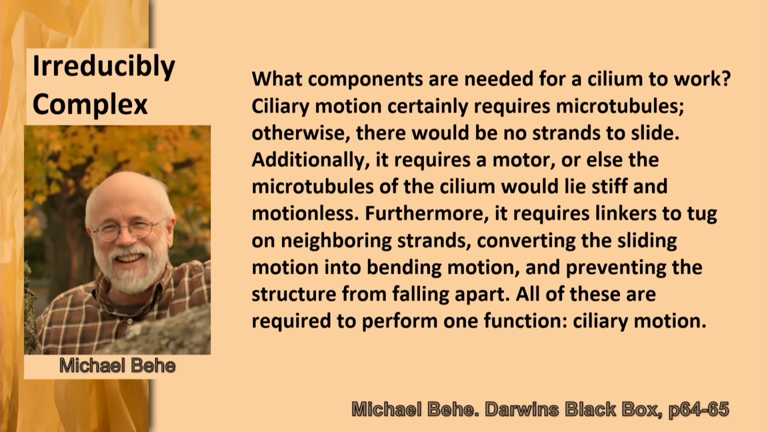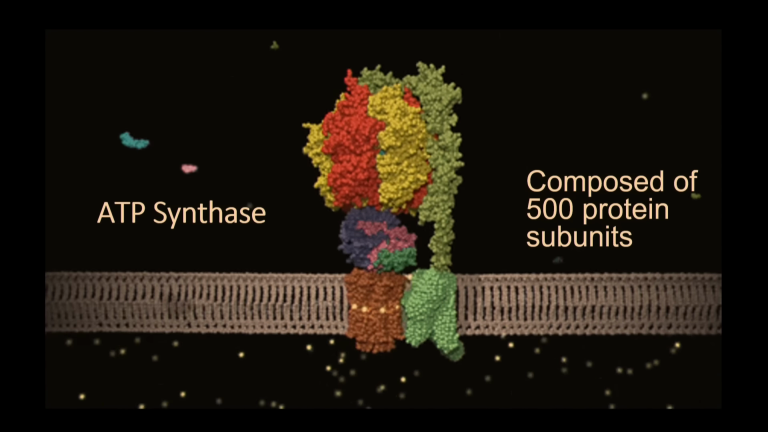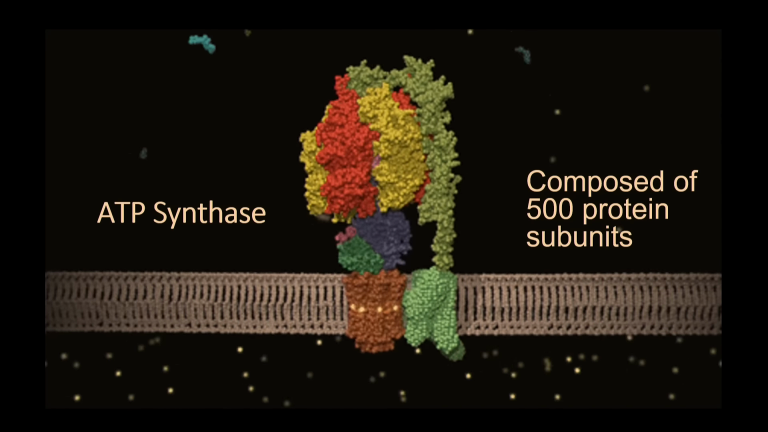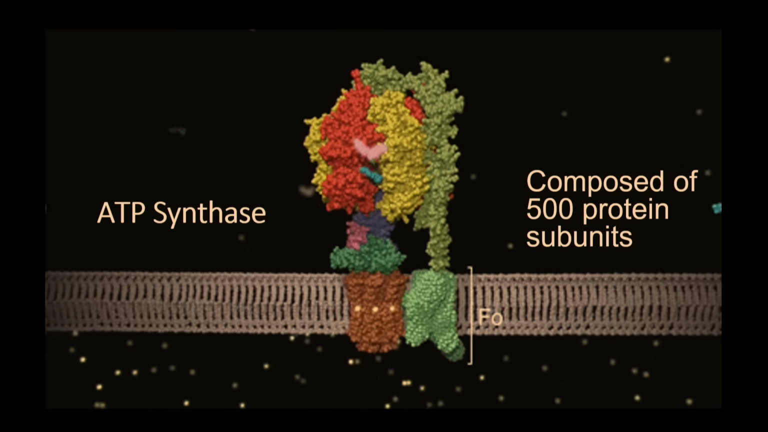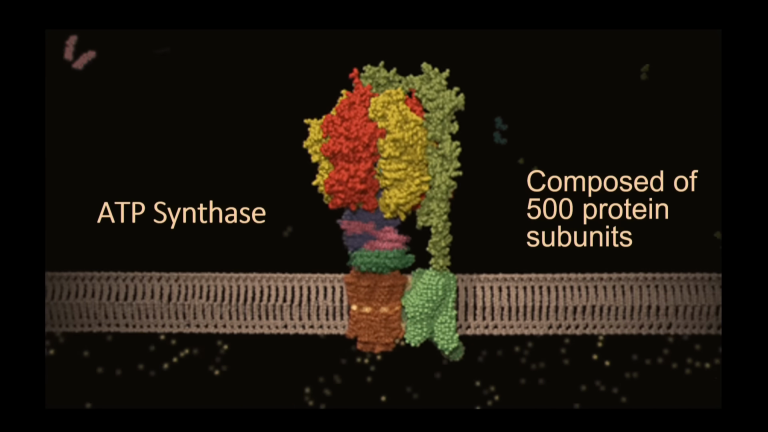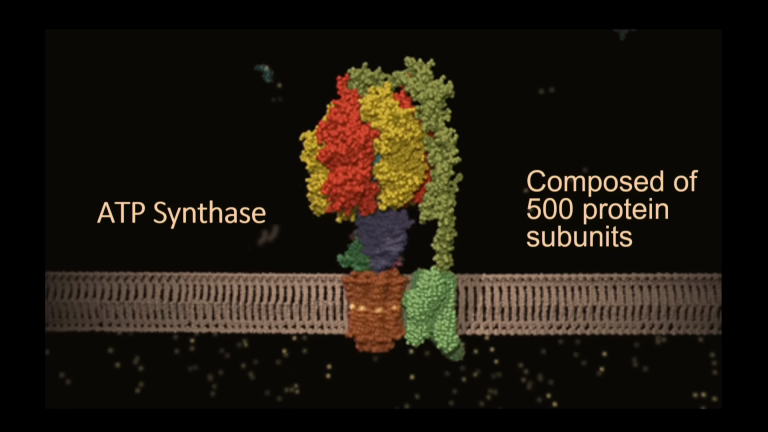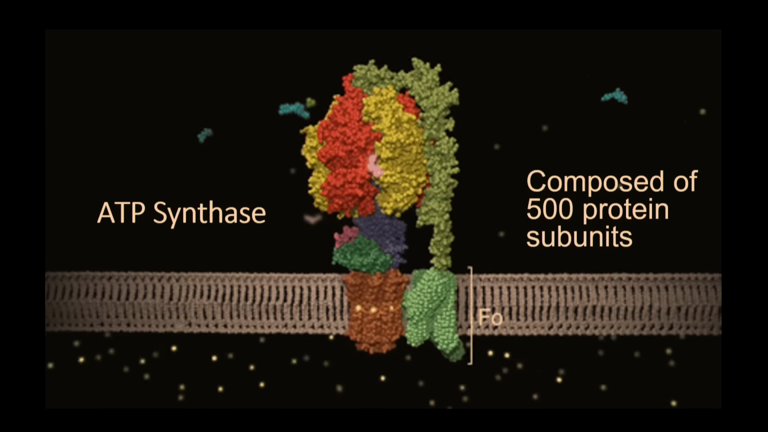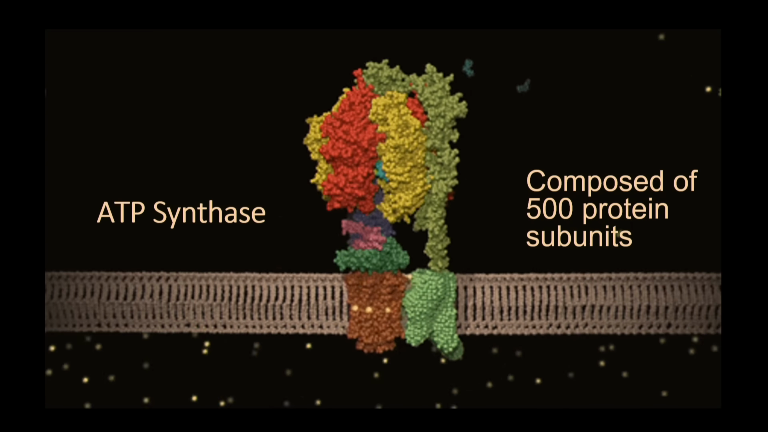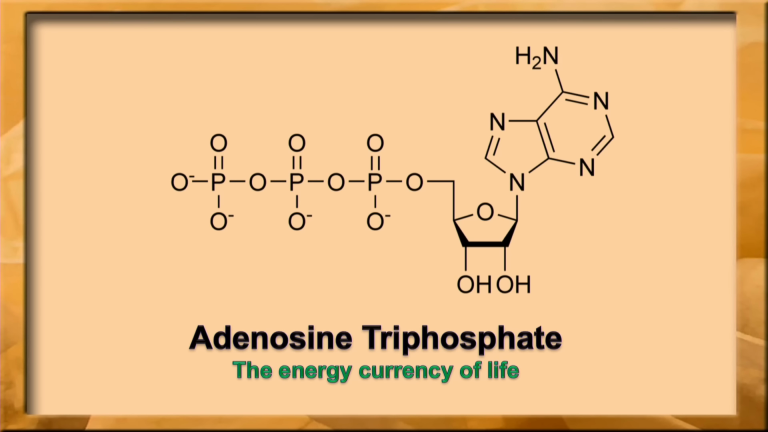Another important molecular machine is shown here. This is the ATP synthase. Now, this is a turbine engine, and there's no other way to describe it. But this engine is made up of 500 separate protein subunits. Each of those little balls you see there is a separate protein. 500 individual proteins are necessary to form this massive molecular machine. And this thing is of such importance to the cell that the discoverers of this motor were awarded the Nobel Prize in 1997.